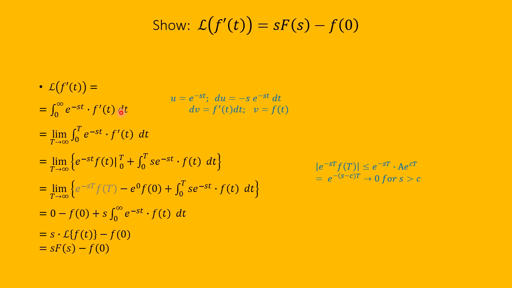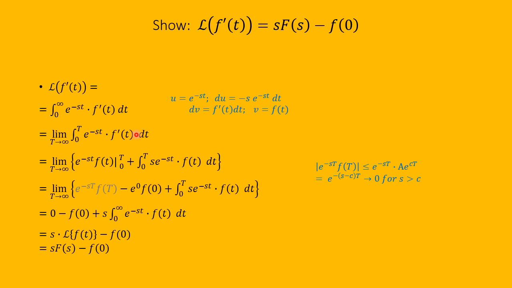Now we're going to make a substitution. We'll let u be e to the minus st, so du will be minus s e to the minus st dt. We'll let dv equal f prime of t dt, so integrating this, v is just f of t. So what we're going to do with the substitution is use integration by parts. Well, before we do that, first we'll just take care of this improper integral. The integral from 0 to infinity of this stuff is the limit as capital T goes to infinity of the integral from 0 to capital T of that same stuff.